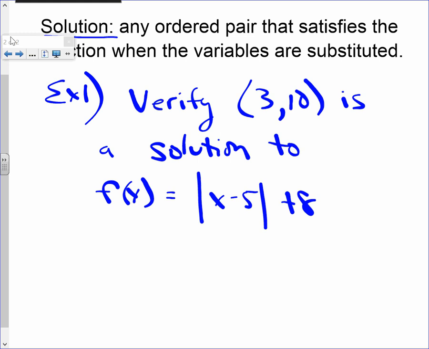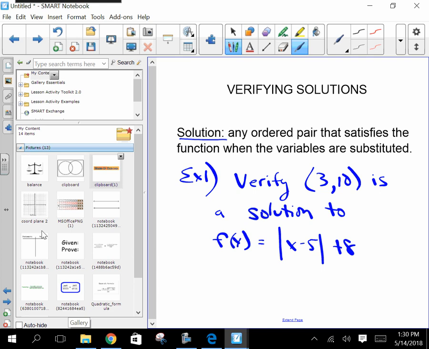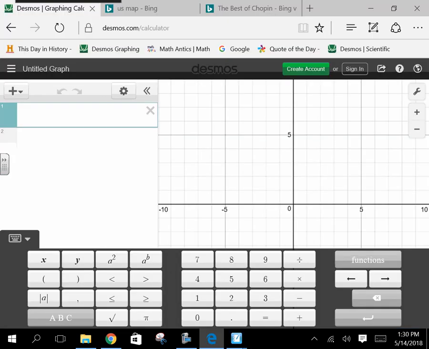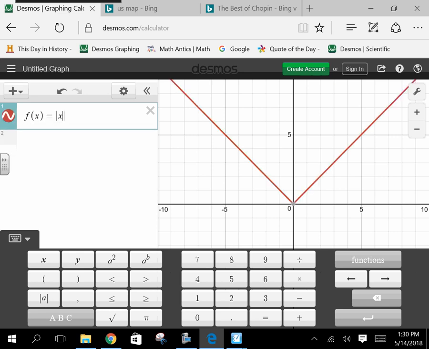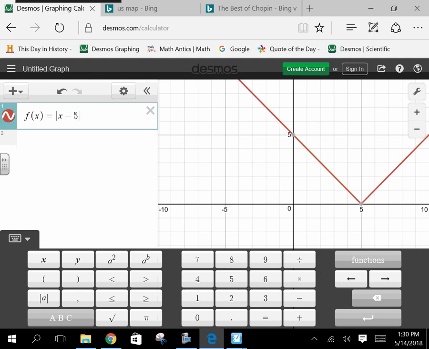All right. Is (3, 10) a solution to this function? There's two ways of finding out. One way is just use Desmos.com. Let me graph this really quick and see if (3, 10) is on the graph. That would be easy. Watch this. f of x equals absolute value of x minus 5 plus 8.